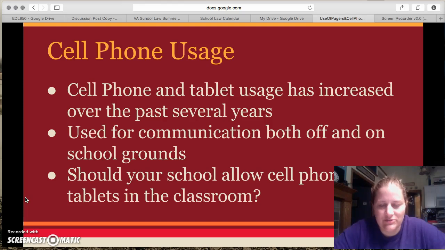The big question here is, should your school allow cell phones and tablets in the classroom? That's kind of what I geared this for, and I know this class is geared for school administrators, so I tried to make it that way. Geared towards being an administrator or looking at the cell phone usage from an administrator's viewpoint.